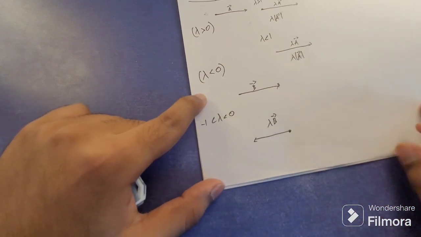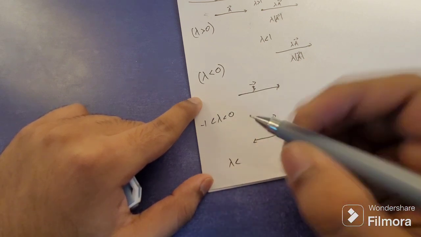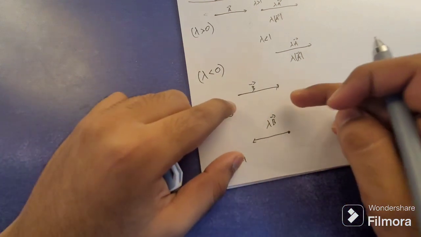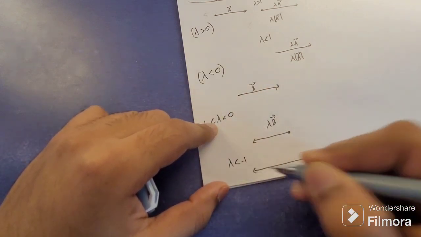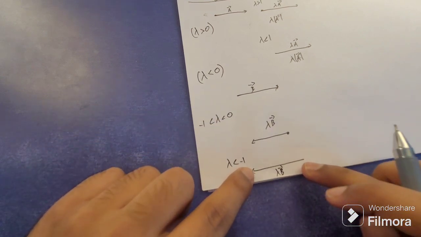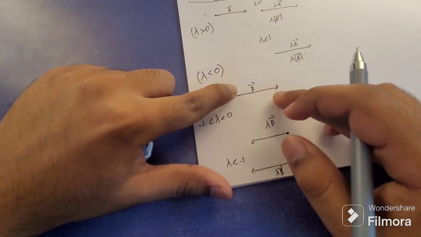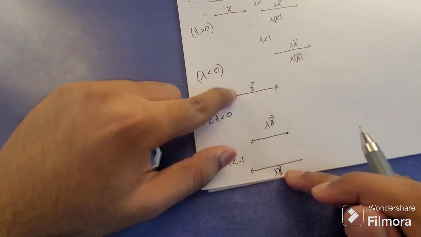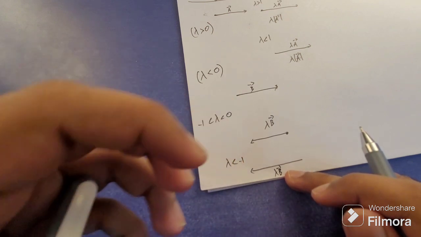And let's take the second scenario as well. If lambda is less than -1, then again the original b vector will be flipped. So let's see the new vector, which is lambda times b vector. The direction of this new vector will again be the complete opposite of that of the original b vector. But this time the length of this new vector formed will be greater than the length of the original b vector, as lambda is even less than -1.